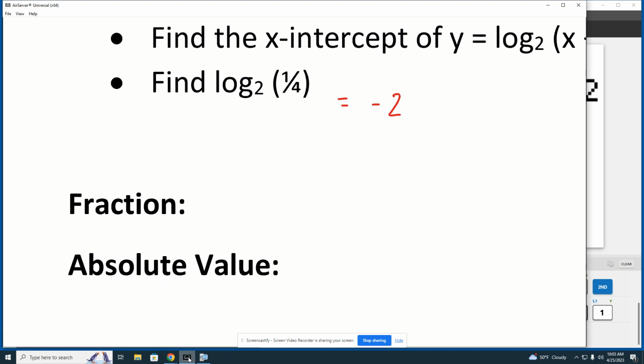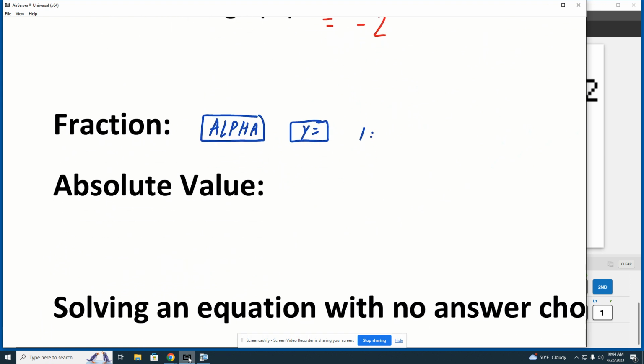All right, some easy stuff that sometimes people forget. What about fractions? Alpha, y equals, number 1. Okay? Alpha y equals number 1. How about absolute value? Where do we go for absolute value?